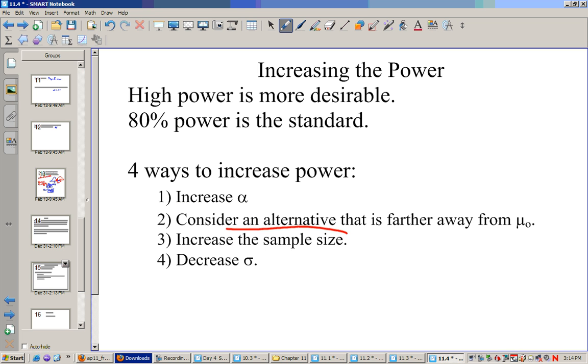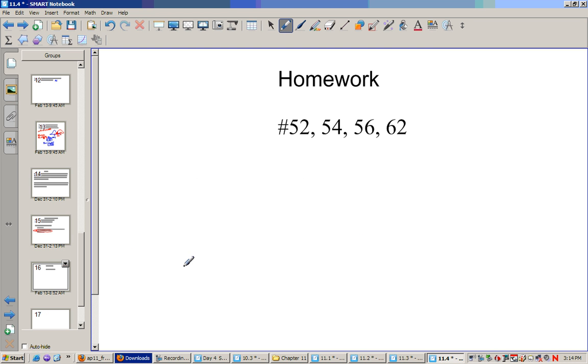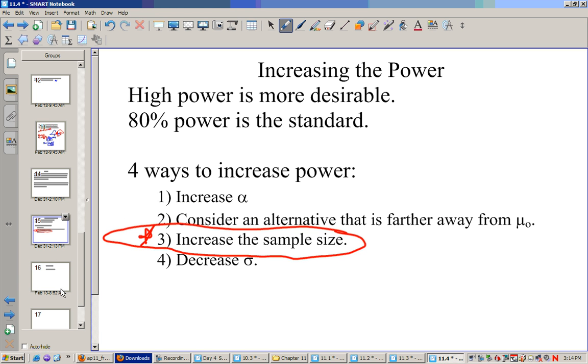Out of all of these, there's only one that you can actually reasonably do, and that's increase your sample size. So if you want a higher power, increase your sample size, because you don't want to change your alpha, that means you're compromising on your confidence level, or choosing another value further away, or you can't even decrease the sigma. So the best way to do it is to increase your sample size.